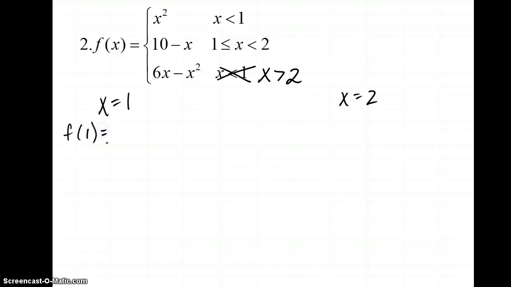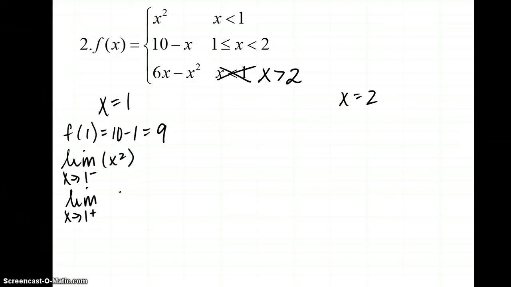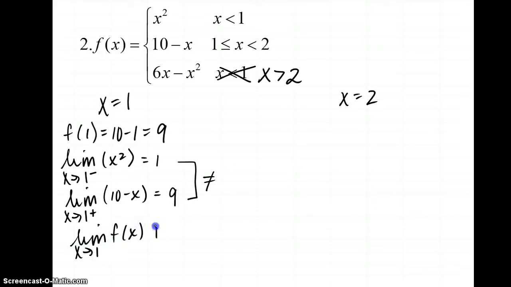The function exists. To find f of 1, I look at the line. So f of 1 is equal to 9. To investigate the limit, we look from the left of 1 and from the right of 1. For all values less than 1, it's the quadratic x squared. For all values to the right of 1, it's the line 10 minus x. So looking at a direct substitution, I get 1 and 9. Since the one-sided limits are not equal, the limit as x approaches 1 does not exist.